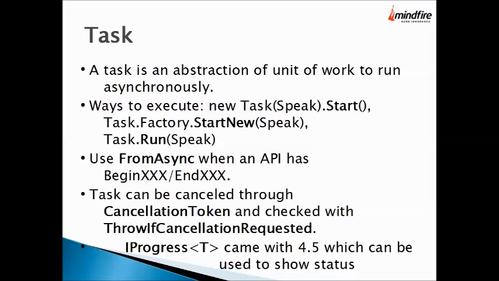Then we have Task.Factory.StartNew and Task.Run. All of these will create the task, but they differ in parameters. You can put some more parameters in those functions. Task.Run came with 4.5. In that you don't need to pass any parameter. For simple use, you just call Task.Run and done. And we will look into FromAsync, the cancellation of tasks, and exception handling.